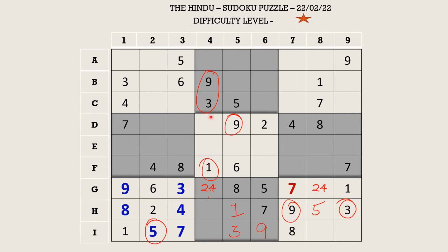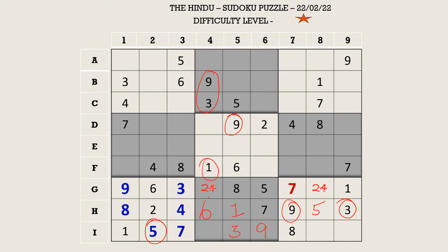Now let me repeat this tip. You have 9, 3, 1 in column 4 which blocks these three cells. So these three cells take 9, 3, 1 because there is no 9, 3, 1 in this block. And you have a 9, 3 blocking here. So 1 goes here in H5 and 9 and 3 goes in these two cells. Now in H row if you notice there is only one empty cell and the missing number is 6.